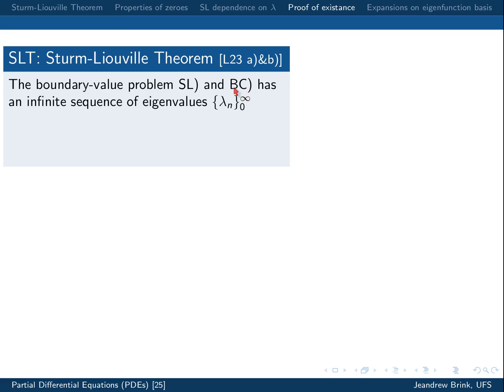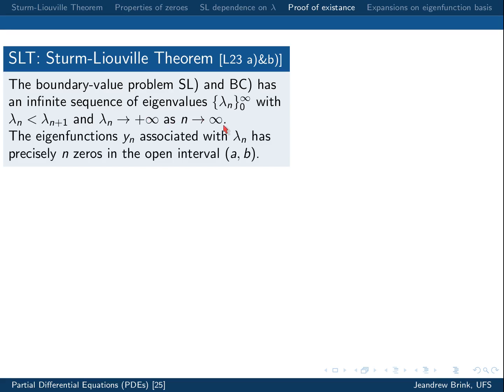Okay, so the Sturm Liouville theorem is the boundary value problem, which consists of that eigenvalue problem, as long as the boundary conditions specified at 2 points, has an infinite sequence of eigenvalues lambda n, which I just denote this way from 0 to infinity, that are ordered. Lambda n is less than lambda n plus 1, and lambda n approaches infinity as n approaches infinity, and the eigenfunctions yn associated with lambda n has precisely n zeros in the open interval AB. Okay, so this is the Sturm Liouville theorem.